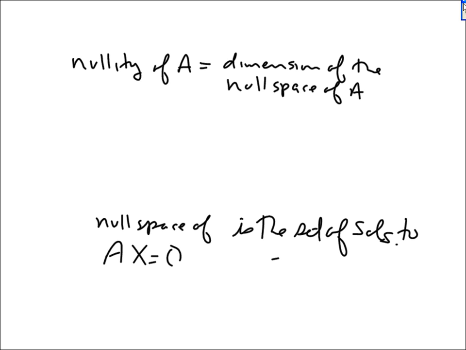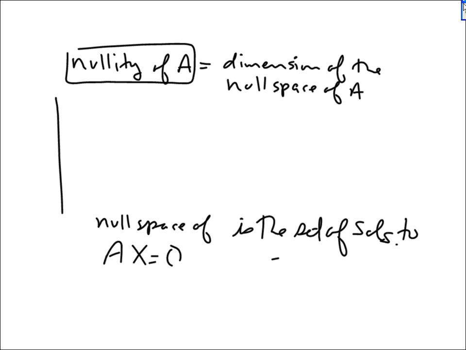Okay, that's the null space. And we can talk about the dimension of that null space. And once you start talking about the dimension of the null space of A, you're really talking about the nullity of A.